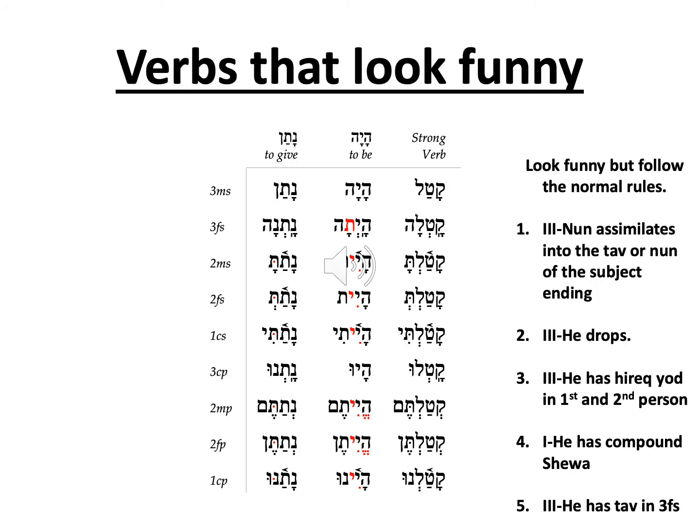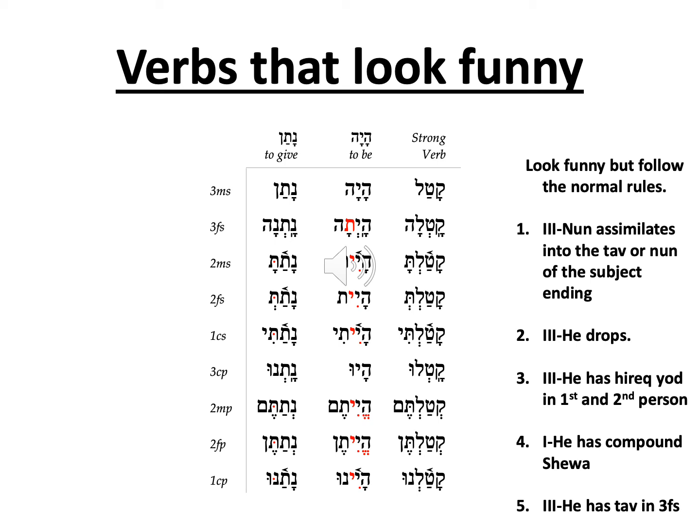Over the next few charts, I'm going to work through some verbs that look funny. However, these verbs follow the normal rules for geminates, biconsonantals, and weak verbs that have already been discussed. For instance, the verb natan ends in a nun, which can often be weak. This is called a third nun or a lamed nun weak stem. In this particular case, the nun assimilates into the tav or the nun of the subject ending. We've already seen this in strong verbs, and here we see it in weak verbs.